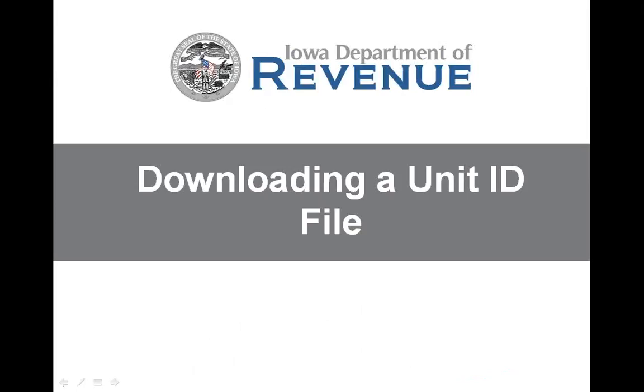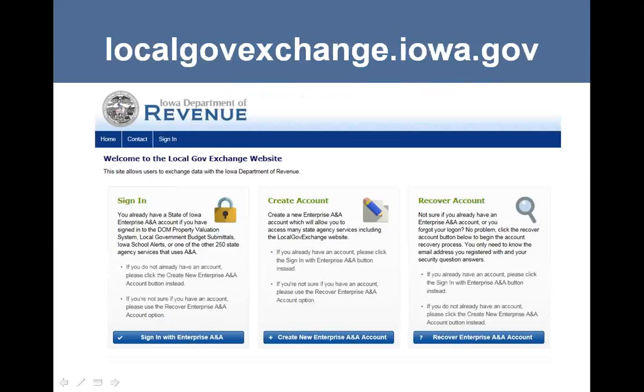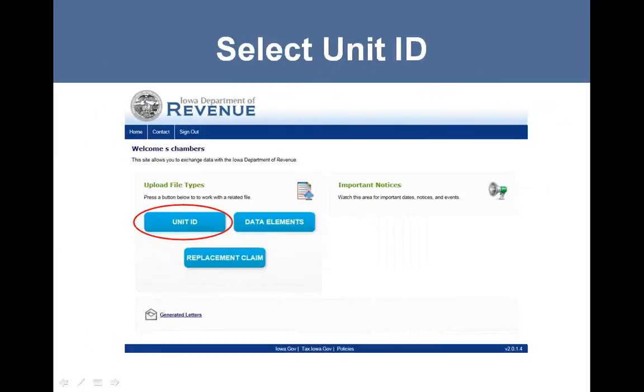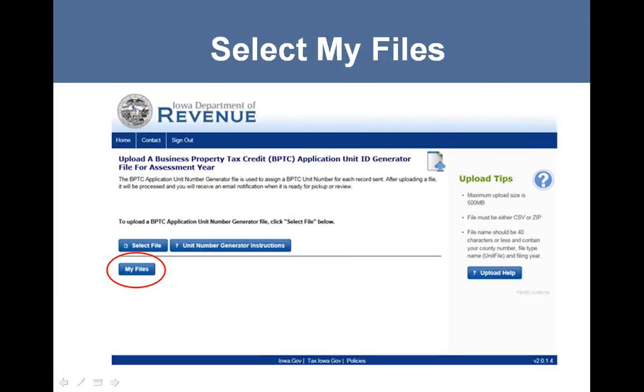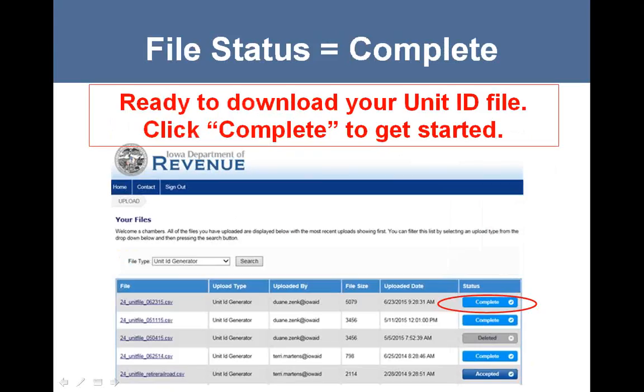Now we're going to talk about downloading, which seems like it would be the opposite of what we did to upload, but it's not. We're going to sign back on just like we did before. We're going to go to the Unit ID button. We're going to go to My Files. You're going to see the same thing that you saw before, but it's only a complete button that's going to take you to the download menu.